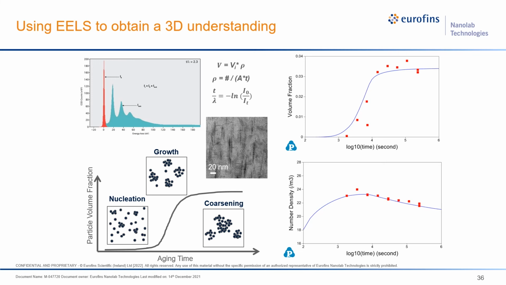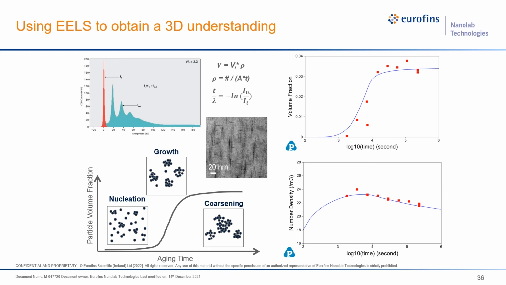So now to obtain this value, we need to know this thickness. The question is, how do we get the thickness of the TEM lamella? We can do this directly by EELS analysis. t over lambda, where t is the thickness of the TEM sample and lambda is the mean free path, which is determined by the sample material, equals negative log of I0 over It. I0 is the area of the zero loss peak, and It is the sum of I0 and the inelastic peaks.